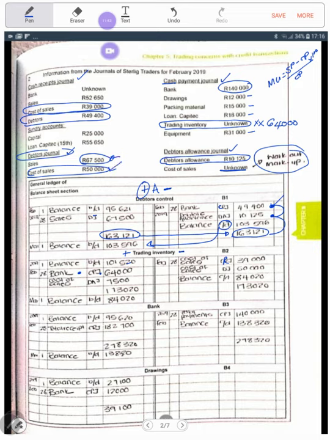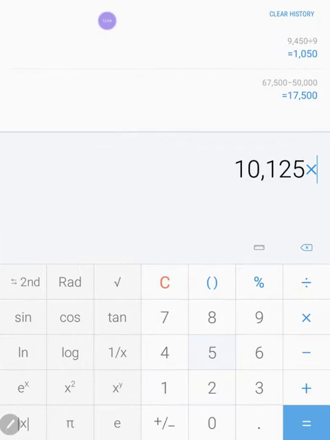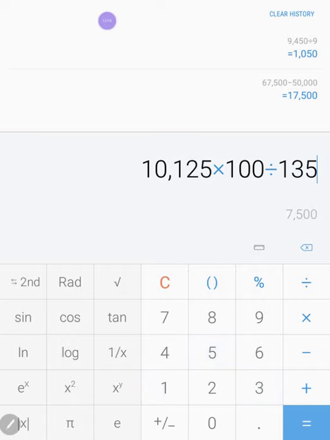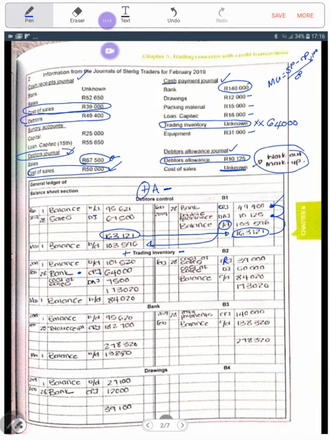Now you can work out what is the cost of sales for your debtors allowances. Sales worth 10,125 was brought back. 10,125 times 100 divided by 135. 7,500 is what it was worth to the business. There's my cost of sales, DHA 7,500 Rand.